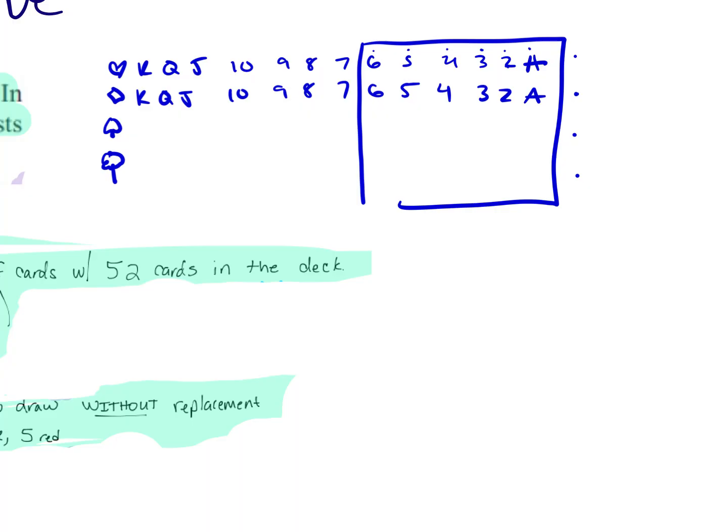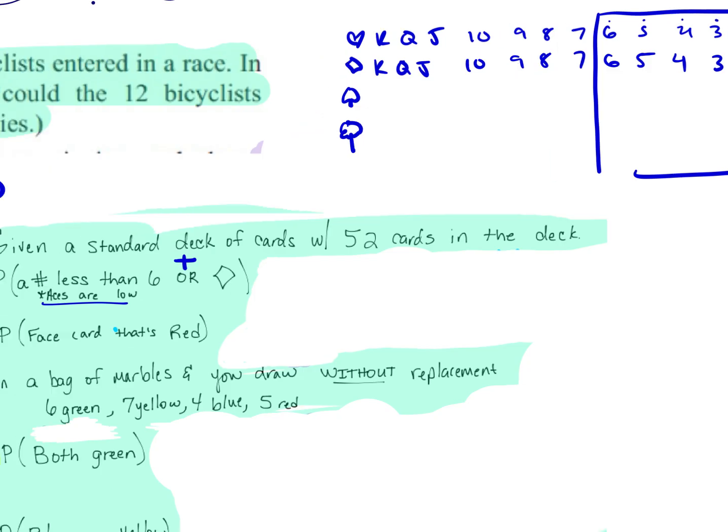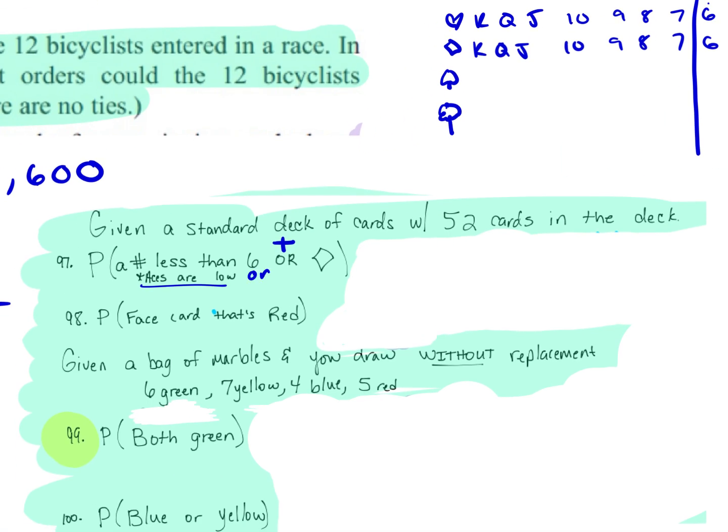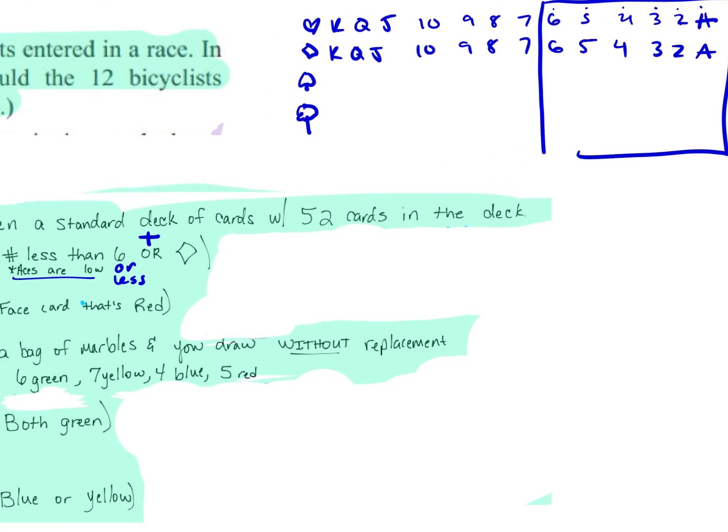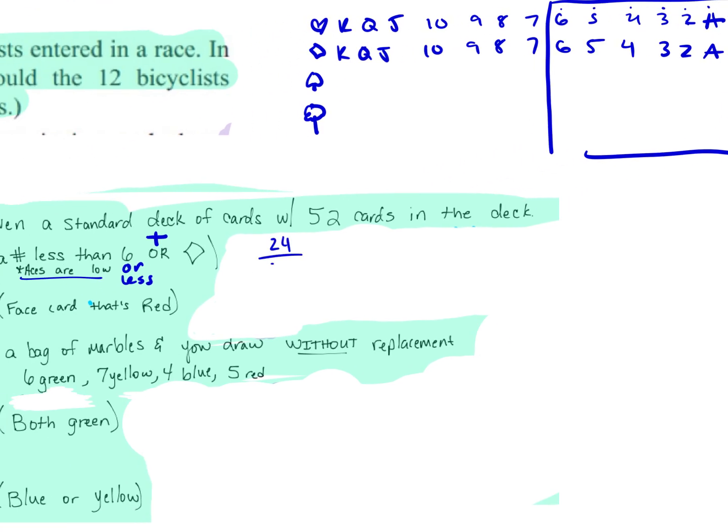It says less than 6, and then 6 is included, or no? It will be more specific on the tests, but we're going to say 6 or less. I guess less than 6 should be 5, but it'll be more specific on the test. So since we have 6 in each suit, 6 times 4 would be 24 over 52 cards total.